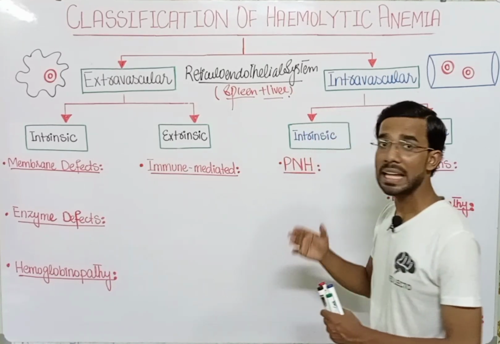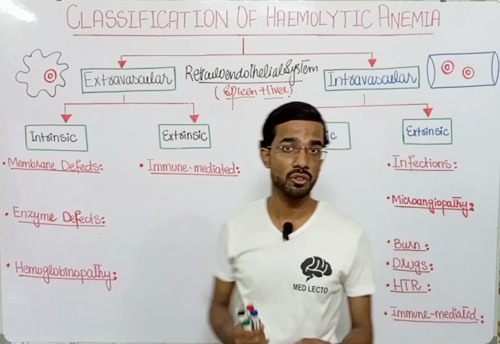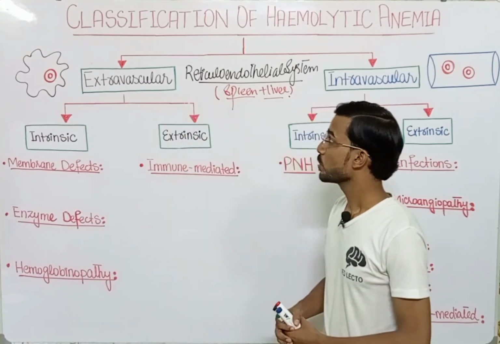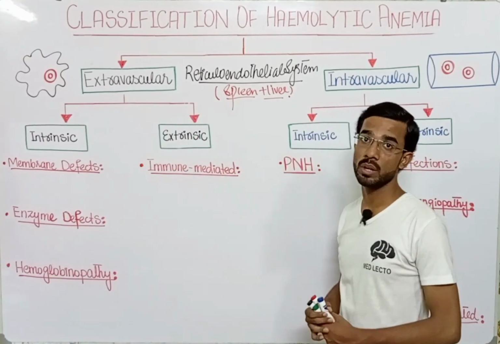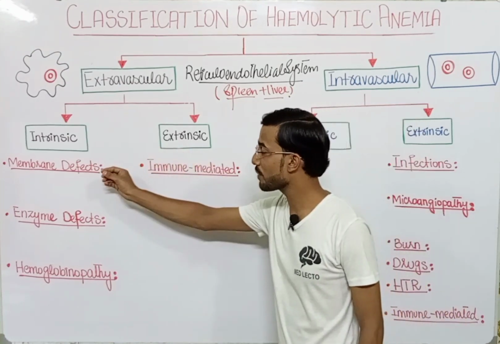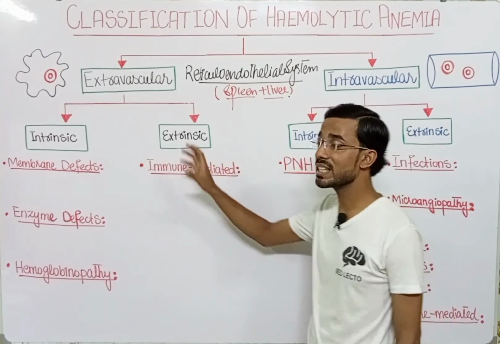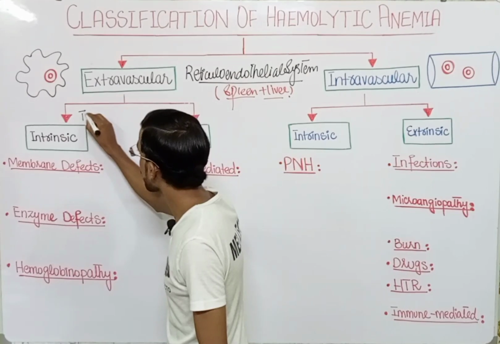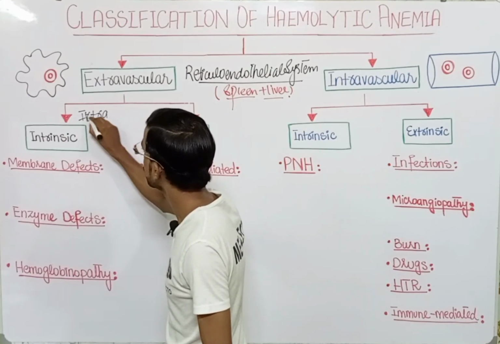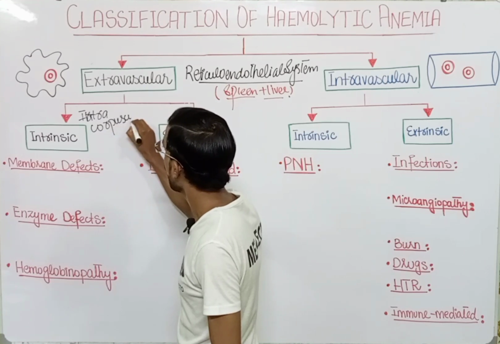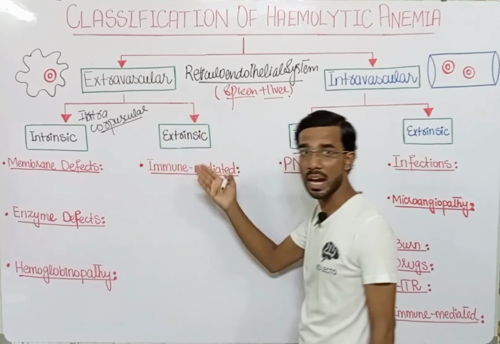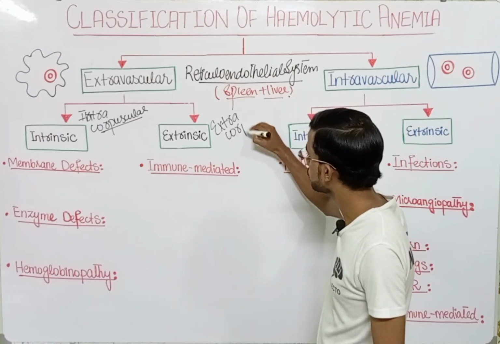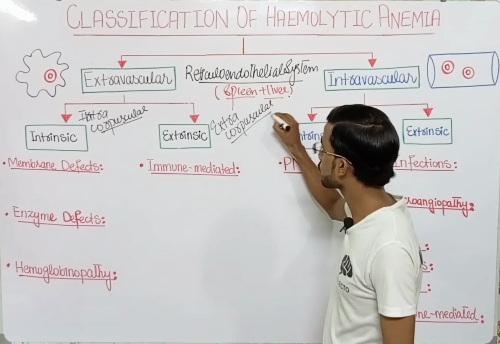And in intravascular hemolysis, you see the RBCs destroyed in the blood vessel. So that's the most important thing. We further categorize extravascular into two: intrinsic defect and extrinsic defect. If there is a defect inside the RBCs, it is called intrinsic, or intracorpuscular. When there is a defect outside the RBCs, it is called extracorpuscular.